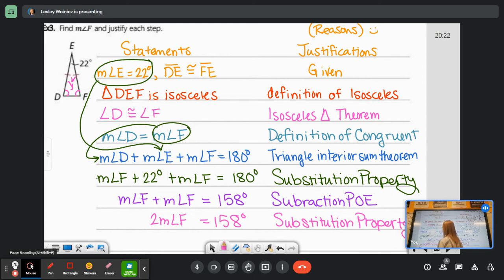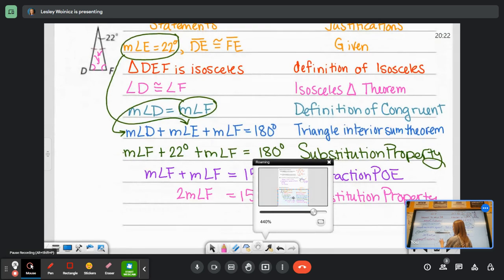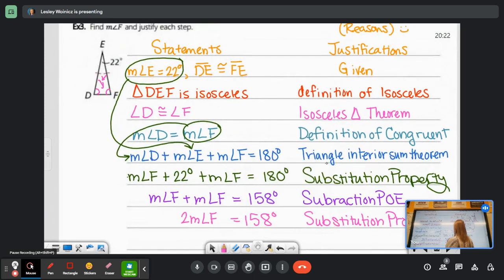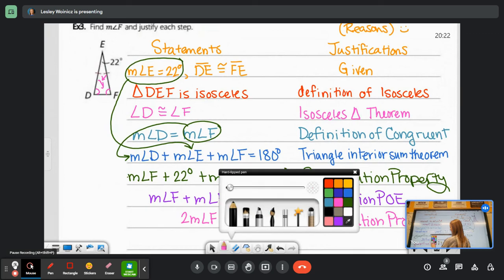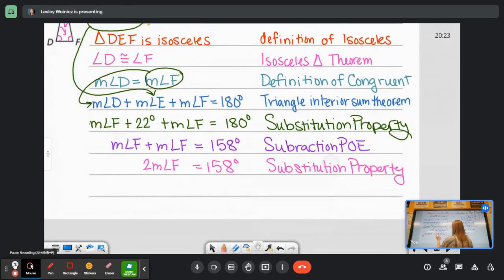I think there might have been a way to do it in one step, but my brain failed me. So it's a good thing I gave myself an extra line. All right, now we just have to divide both sides by 2, and we get the measure of angle F is, oh, my brain. 158 divided by 2, I got 79. I probably could have figured that out if I thought about it. So we use the division property of equality.